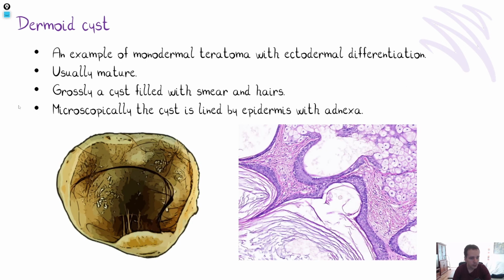I've already mentioned dermoid cyst. As I said, it's a special type of teratoma, and it's an example of monodermal teratoma with ectodermal differentiation. So usually you will find the skin components. It's usually cystic teratoma, usually benign, mature, and usually it's a cyst filled with sebum, with keratin, with hairs, and microscopically the cyst is lined by epidermis with some skin appendages. So this is dermoid cyst.